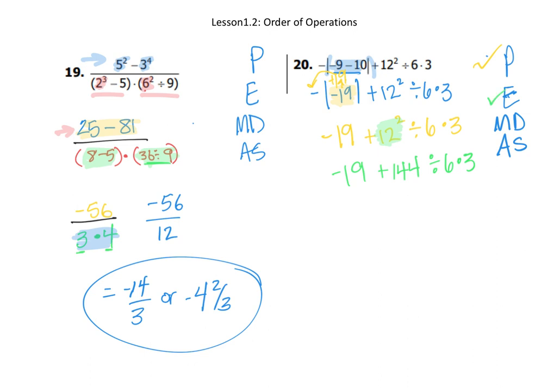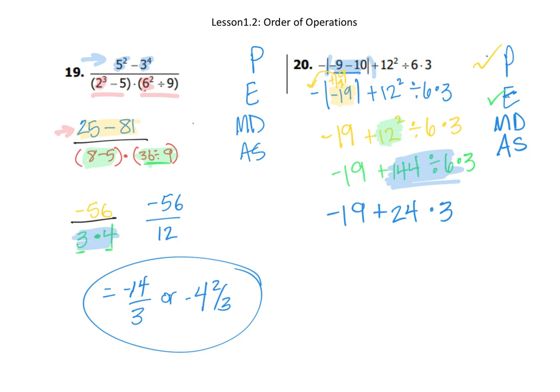Now we're looking for any multiplication or division, whichever comes first as we move from left to right. Between negative 19 and 144, we have addition, so that's not the right step. Between 144 and 6, as I keep moving to the right, I have division. So I stop and I have to do this next. It came first as we move left to right. So I have negative 19 plus 144 divided by 6 is 24, and then times 3.